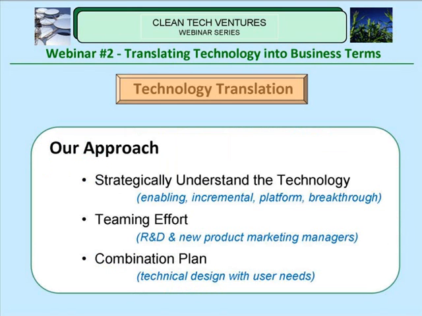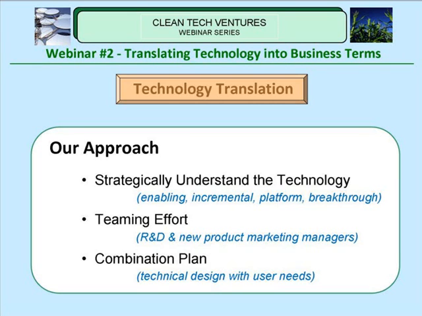Okay, blue background, technology translation. The approach that we take is three-pronged. It's vital to strategically understand what you have in the way of a technology. The way you go about marketing and building a company off of a breakthrough technology is very different than the way you go about advancing your company on an incremental technology that is a slight change from technology that's already there. This is a point we hit very hard in the first webinar.